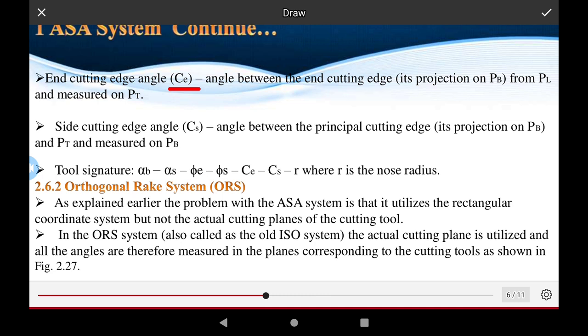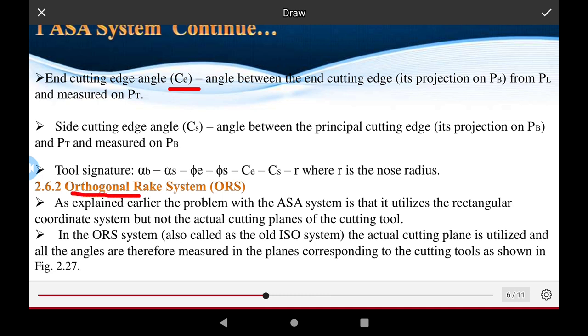The tool signature is alpha b, alpha s, phi e, phi s, CE, CS, R. Alpha is the shear plane inclination, CE is the end cutting edge angle, and CS is the side cutting edge angle, where R is the nose radius of the tool. Next, the orthogonal rake system, ORS.